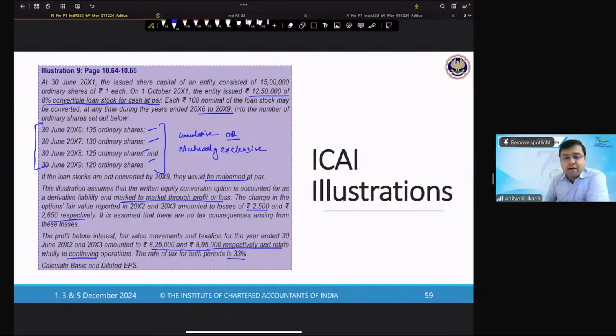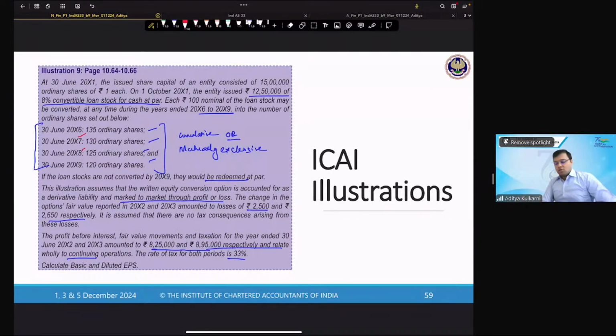Yes, it is mutually exclusive. Sir, what does mutually exclusive mean? Mutually exclusive means if it is converted on 30th June x6, obviously the other 3 years will not be available. If you skip x6 and exercise the conversion option in x7, then it won't be available in x8 and x9. If done in x8, then it won't be available in x9. If done in x9, that is the last, you have to do it by that time. Are you able to understand?